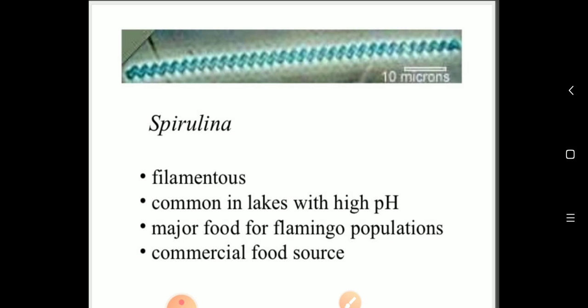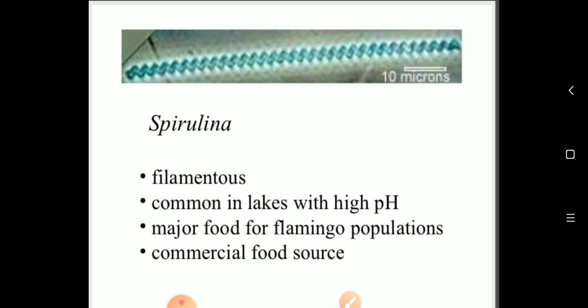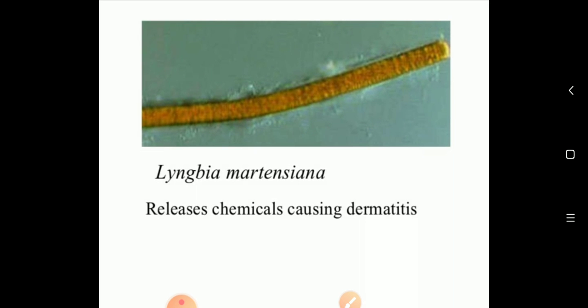Now one more example of cyanobacteria is Spirulina. It's filamentous and it's found in lakes with high pH. They are a major food for flamingo birds and are also a commercial food source. We can find several tablets made up of Spirulina, which are very nutritious, high in protein and other vitamins and minerals.